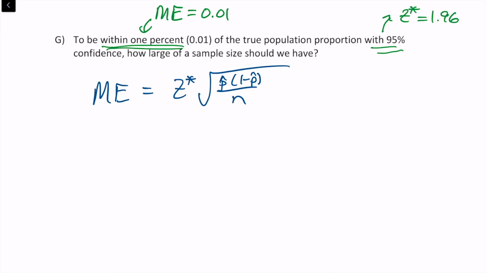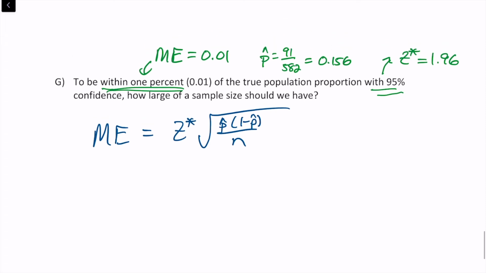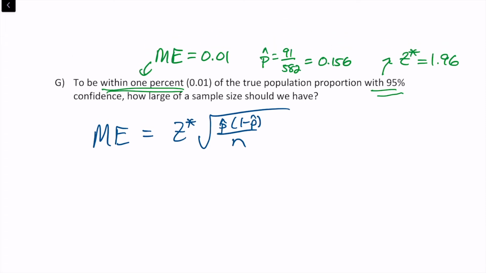I know my p hat. In fact, let's write that down. Remember, p hat is 91 out of 582, which ends up being 0.156. I know my z star, and I know my margin of error. It's just a matter of solving for n. So we're going to go through some algebra here and solve the margin of error equation for n.